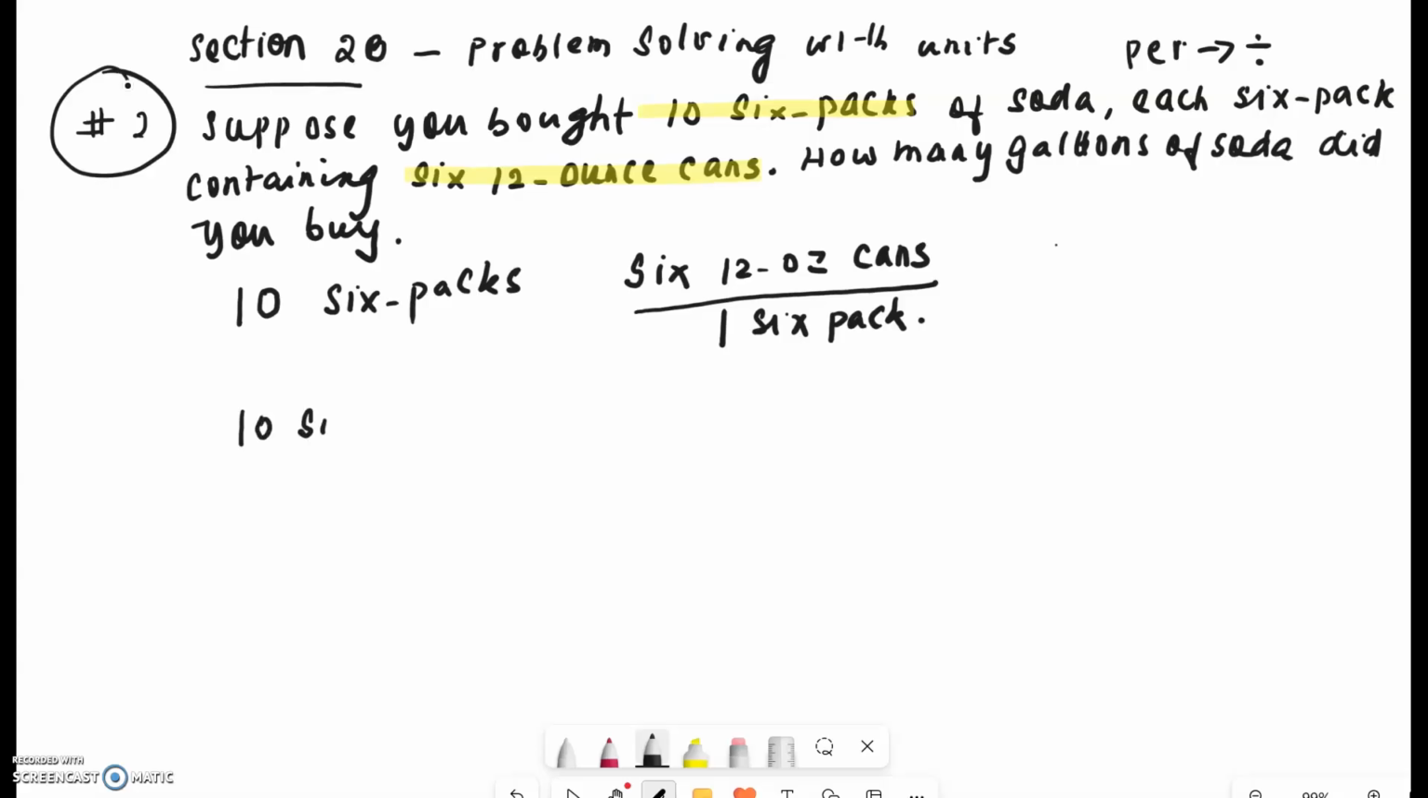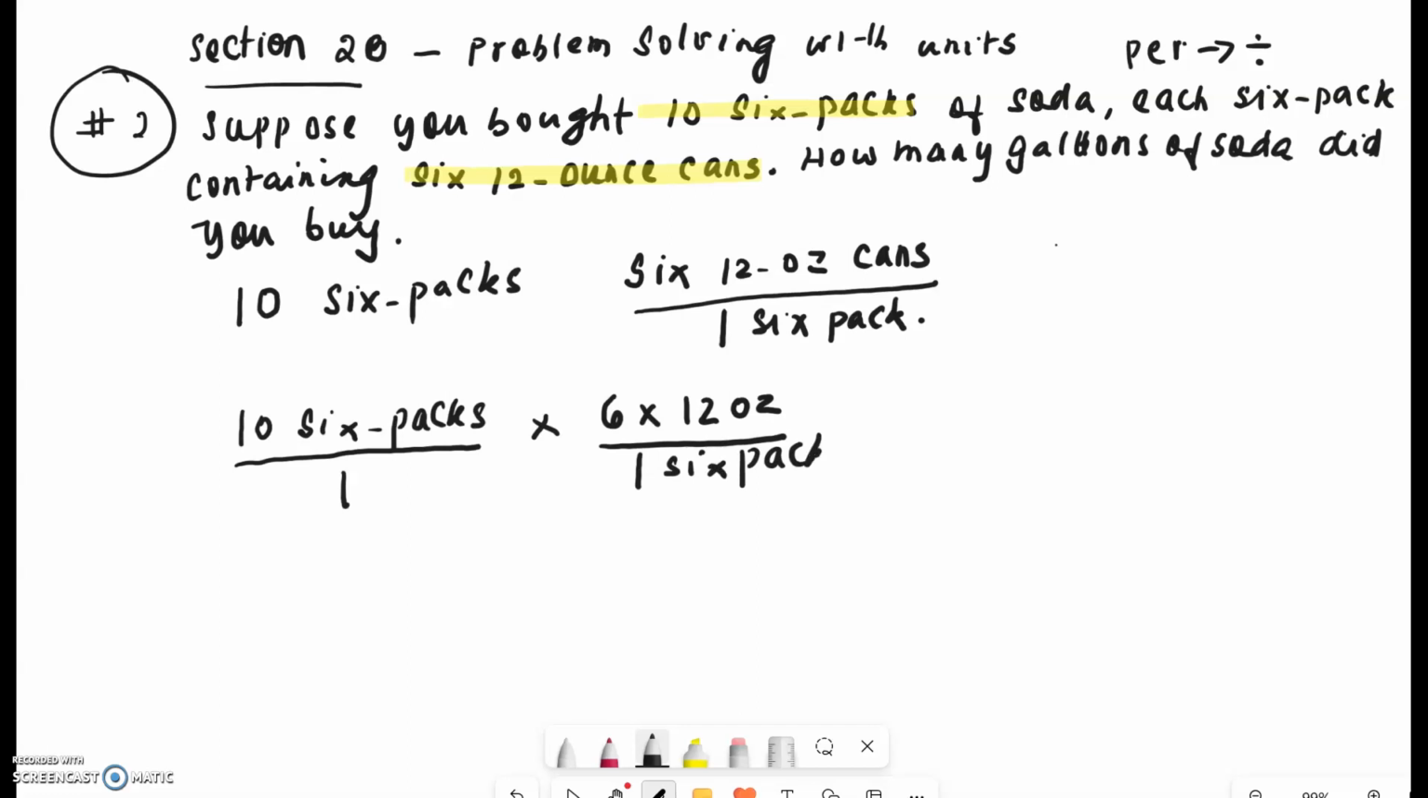10 6-packs. Let's treat this as a fraction. And now I'm going to multiply this with 6 12-ounce cans. So that is 6 times 12 ounces per one 6-pack. So one 6-pack contains 6 12-ounce cans. Now the reason I put the 6-pack in the denominator is so that this cancels.